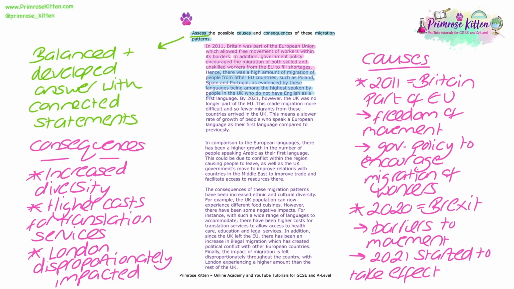By 2021, however, the UK was no longer part of the EU. This made migration more difficult, and so fewer migrants from these countries arrived in the UK. This means a slower rate of growth of people who speak a European language as their first language compared to previously. In comparison to the European languages, there has been a higher growth in the number of people speaking Arabic as their first language. This could be due to conflict within the region causing people to leave, as well as the UK government's move to improve relations with the countries in the Middle East, to improve trade and facilitate access to resources there.